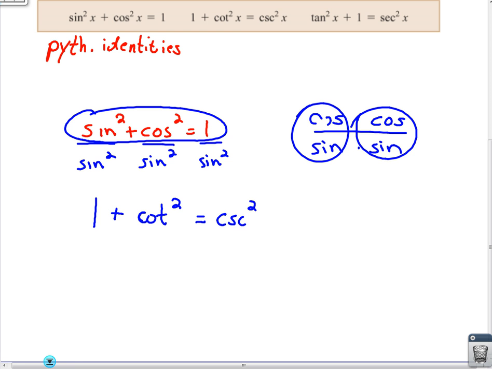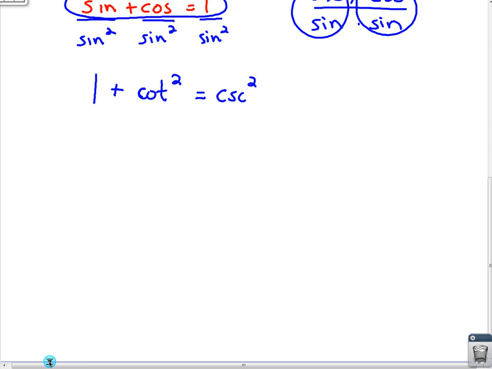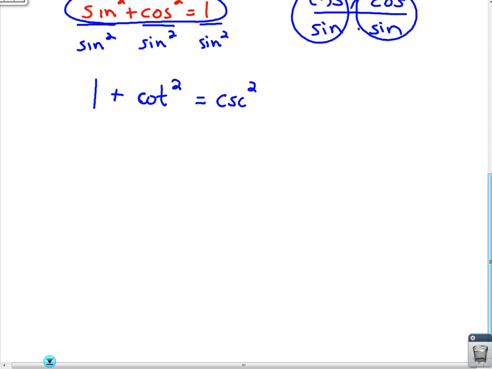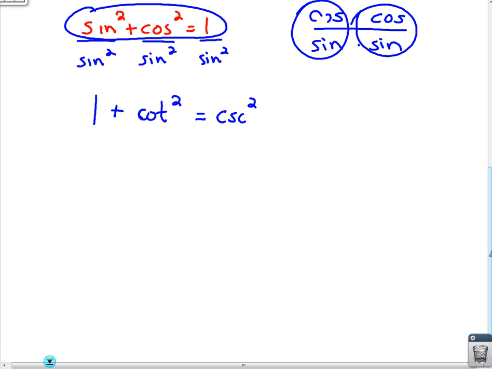Now, if you took the exact same formula, sine squared plus cosine squared equals 1, which, by the way, does come from the Pythagorean identity. That's where this whole formula comes from. If you took the exact same formula and now instead of dividing everything by sine squared, divide everything by cosine squared, you're going to come up with a different identity.